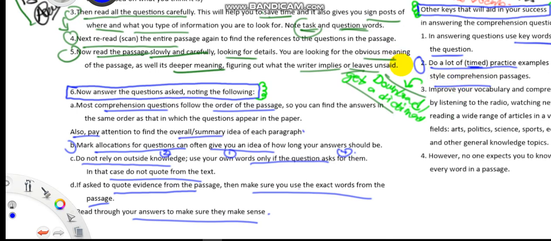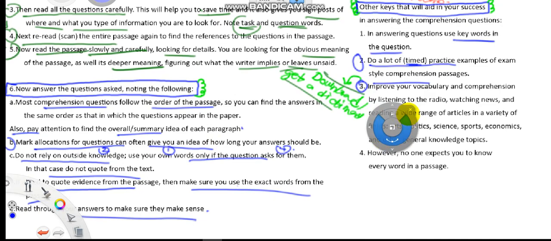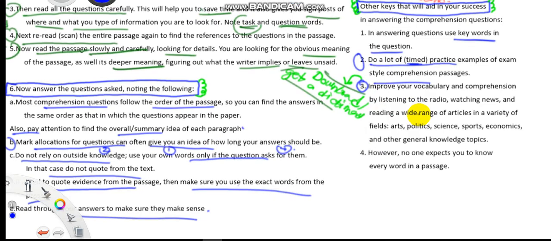Number three, this is the first point I gave you earlier. Improve your vocabulary and comprehension by listening to the radio, watching news, and reading a wide range of things. Read a range of topics from arts, politics, science, sports, economics, and general knowledge topics. This will be really, really useful for you.